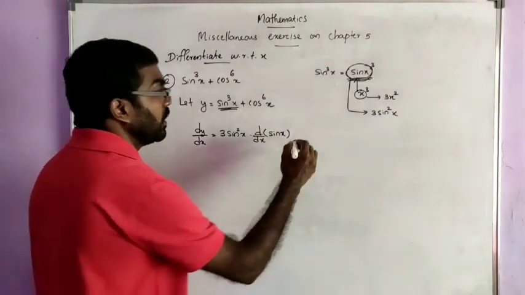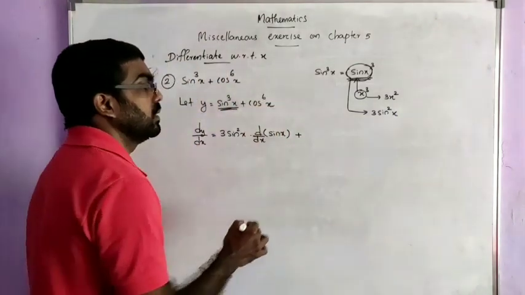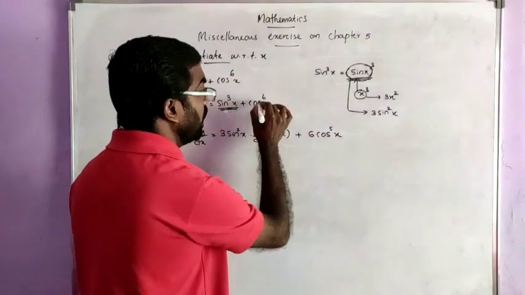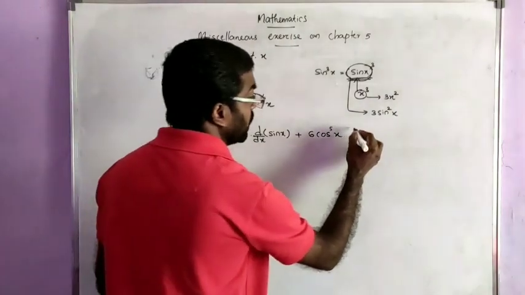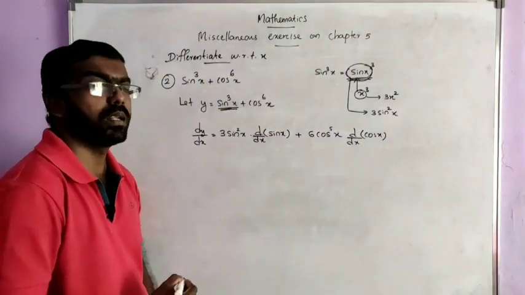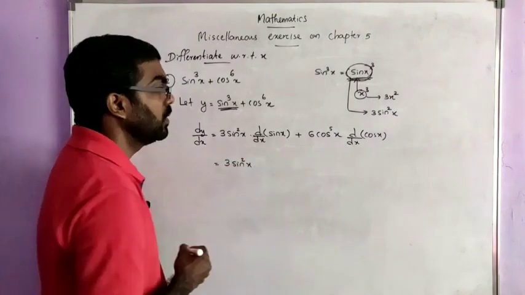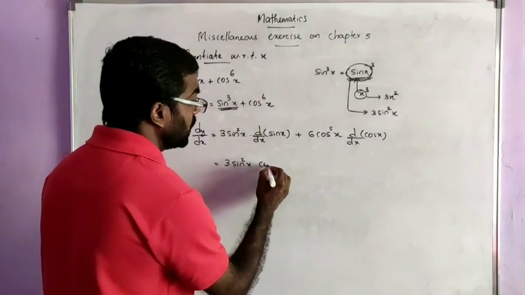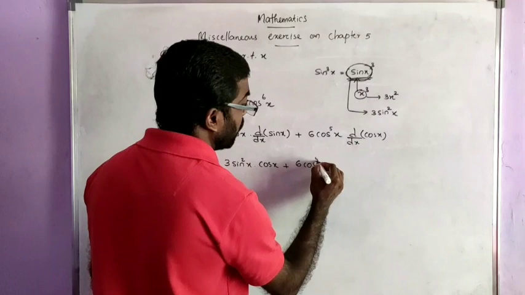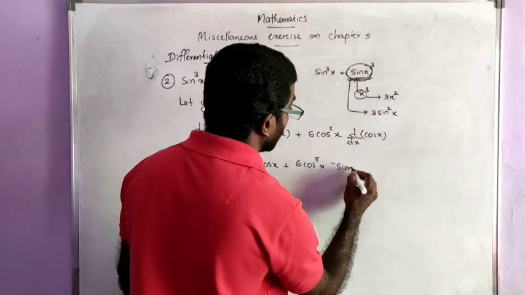Sin x. Then plus, in the second term cos⁶x, that is 6 into cos⁵x, n xⁿ⁻¹, and the derivative of cos x, d/dx of what? Cos x. Clear? Which is equal to 3 sin²x into the derivative of sin x. Derivative of sin x is cos x. Then plus 6 cos⁵x into the derivative of cos x, and it is −sin x.